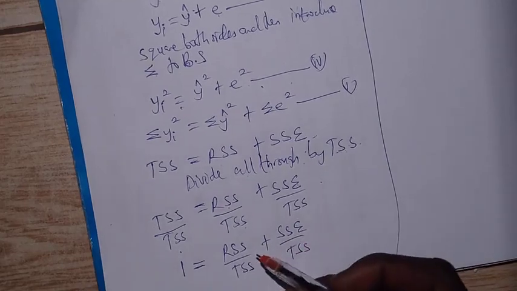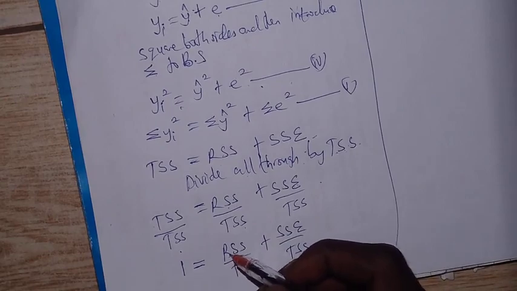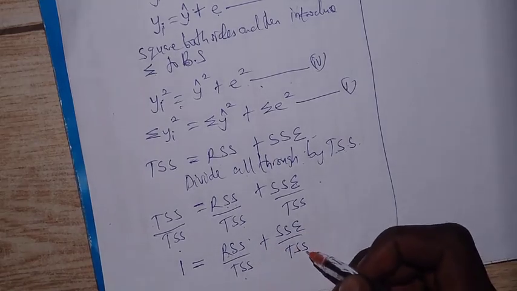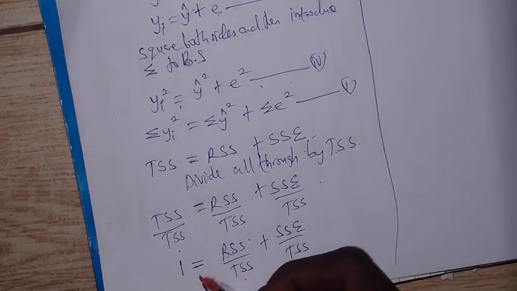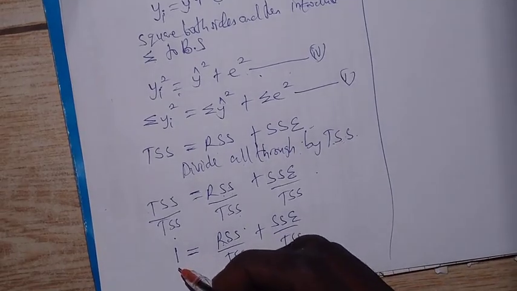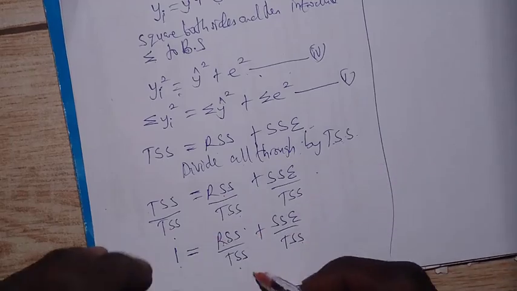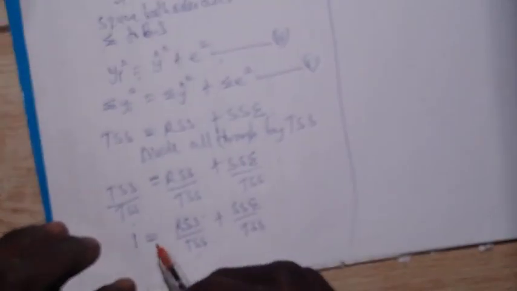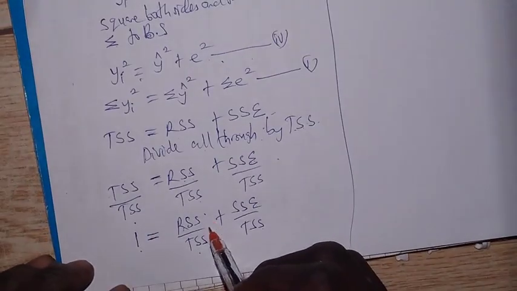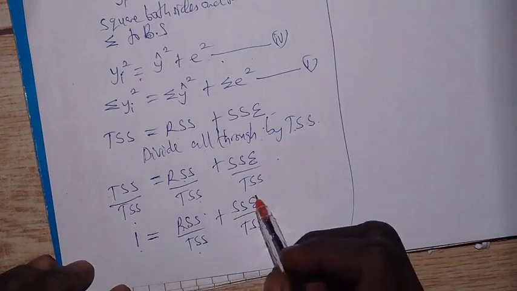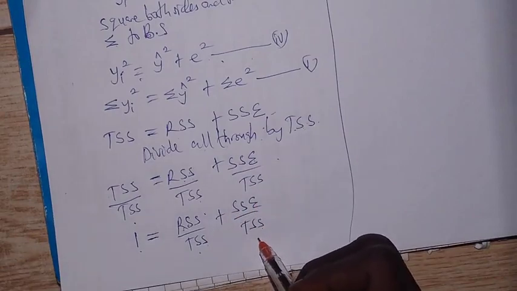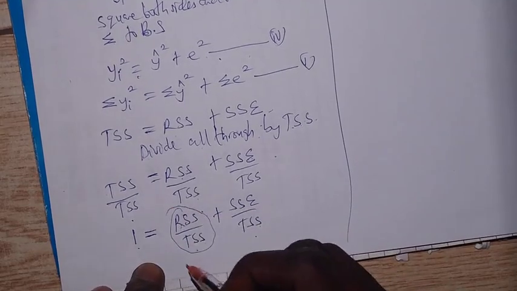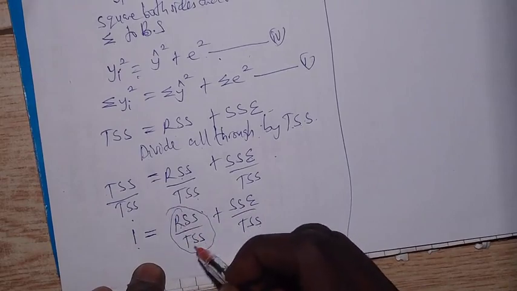That means if you are given your regression sum of square over total sum of square plus sum of square error over total sum of square, if you sum them together, you will definitely get 1 as your answer, right? But let's still go further. From here, 1 is equal to regression sum of square all over total sum of square plus sum of square error all over total sum of square. We can make this the subject of the formula. Make RSS all over TSS the subject of the formula.